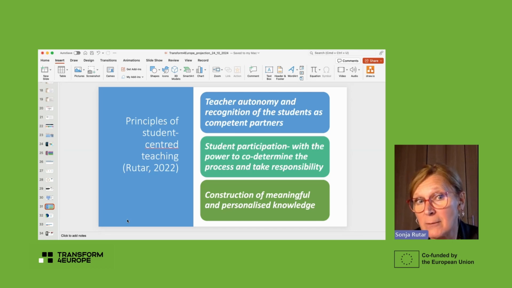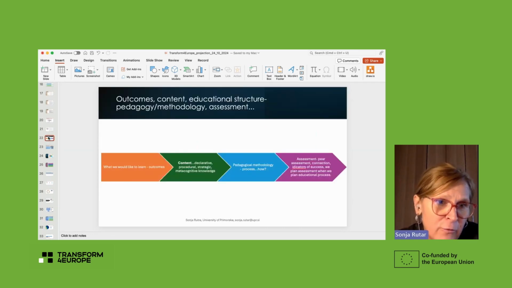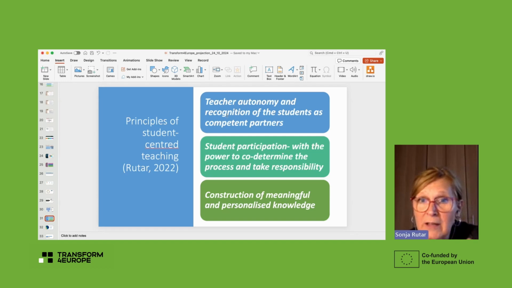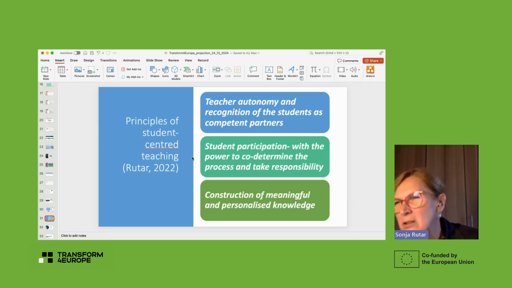And principles of student-centered teaching are, for my understanding, some kind of starting point: teacher autonomy and recognition of the students as competent partners. So if we take autonomy and recognize students as competent partners, I think that we will manage. Students' participation with the power to co-determine the process and take responsibility. Because if students are not part of the process, and if they don't plan together and recognize the topics, they can't take responsibility. And construction of meaningful and personalized knowledge, because personalized knowledge cannot be developed if we are not part of the process. We just learn something, remember something, and then pass the exam.